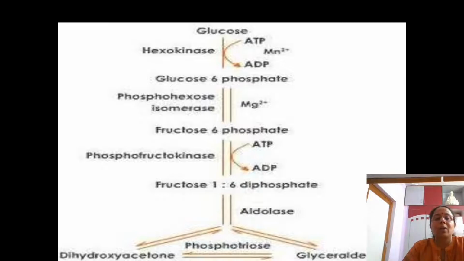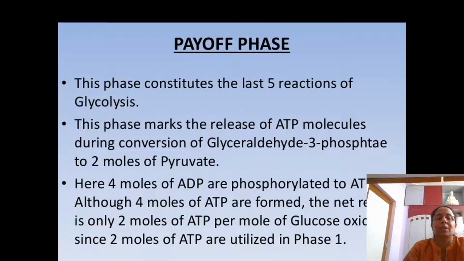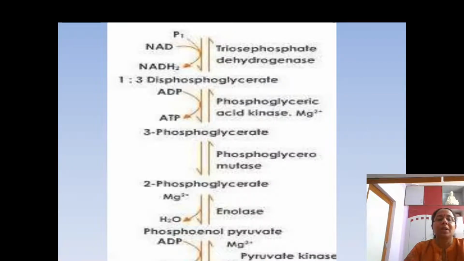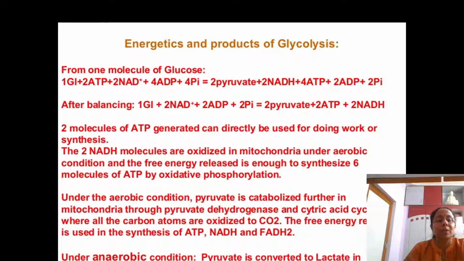The same thing, whatever I explained now, is again put in this slide. Now, I have already explained the payoff phase. This is what happens in the payoff phase. Your glyceraldehyde 3-phosphate is ultimately converted into 2 molecules of pyruvate. So, the same reactions which I have explained. Now, coming to the energetics of glycolysis. See, from 1 molecule of glucose, when it's converted into 2 molecules of pyruvate, ultimately you get 2 pyruvate, 2 ATP and then 2 NADH.